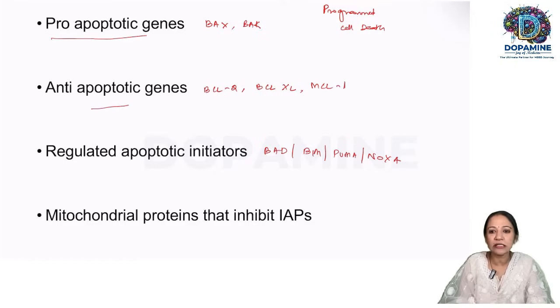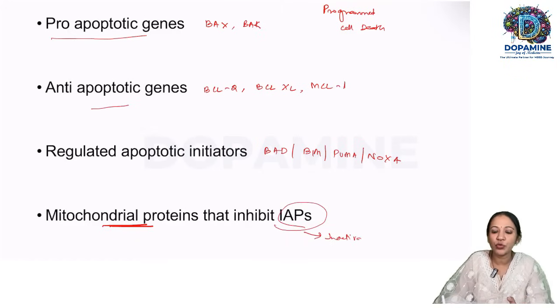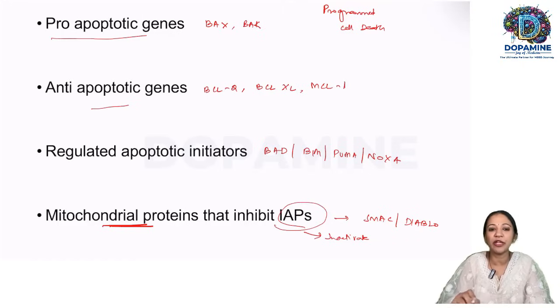So one more thing is there are some mitochondrial proteins which will inhibit physiological inhibitors of apoptosis. So what happens? These mitochondrial proteins will combine with the inhibitors of apoptosis, thereby this will inactivate them, which will cause apoptosis. So what are those mitochondrial proteins? We have so far two proteins, which are SMAC and Diablo. Okay, so this is something about apoptosis.